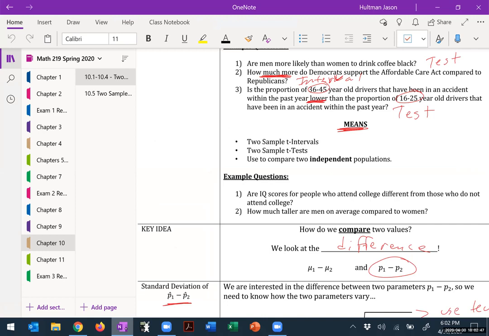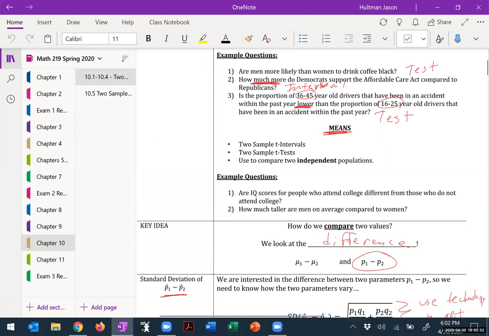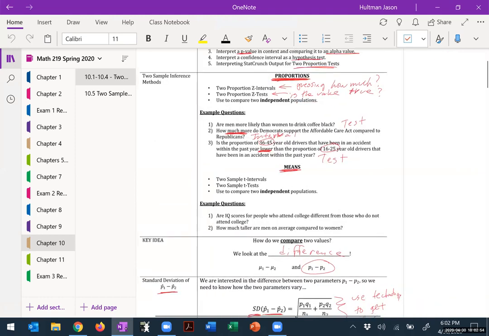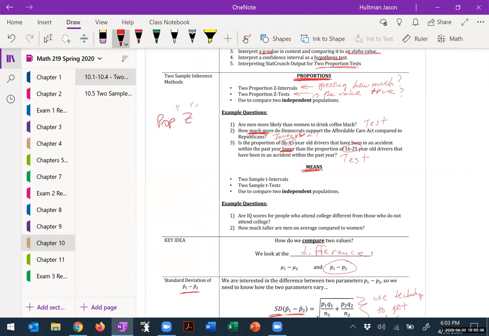Okay, so last time we talked about proportions. Today we want to talk about sample means. For a proportion, remember, it was the two sample Z test. We're using Z's on the proportions. For means, we use T. For proportions we use Z, and for means we use T.